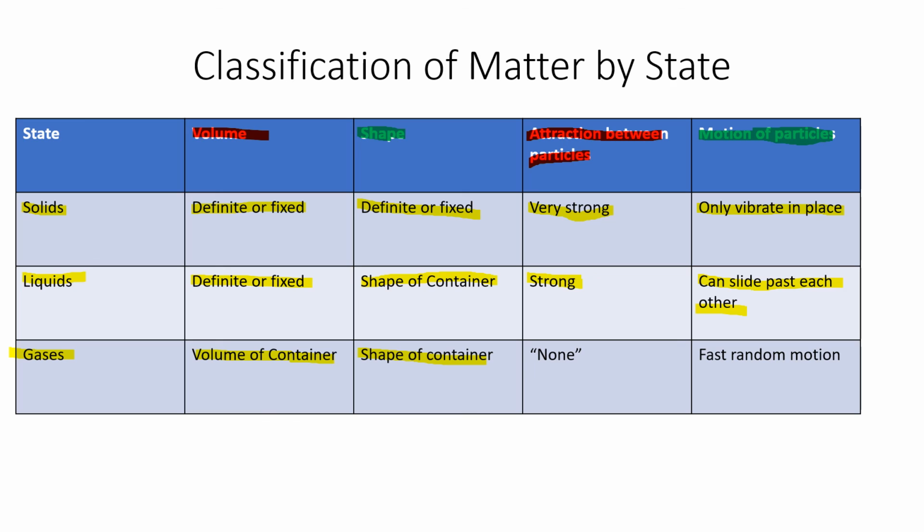Now, for a gas, I listed the attraction between the particles as none. That's probably a little bit of an oversimplification. There are attractive forces between the particles in a gas. It's just that they're very weak. They're so much weaker than you see in a liquid or a solid. It's easiest just to imagine there aren't any. So if we don't have any attraction between the particles, there's nothing holding the particles fixed to each other.